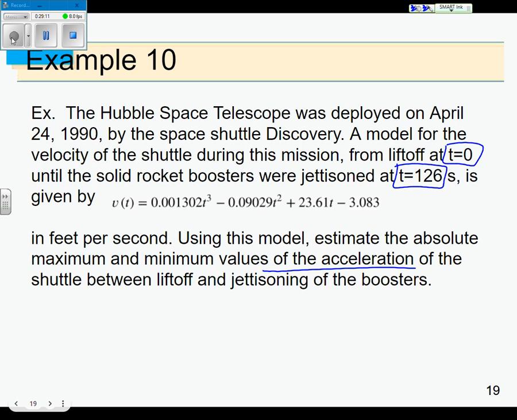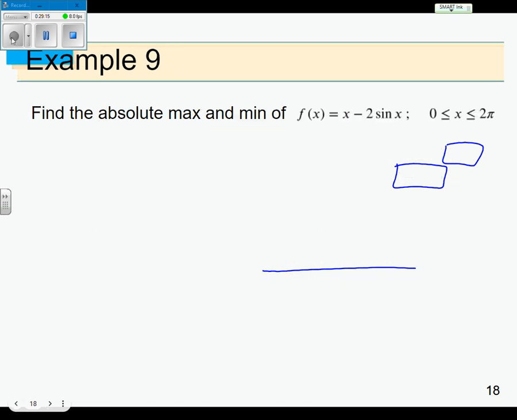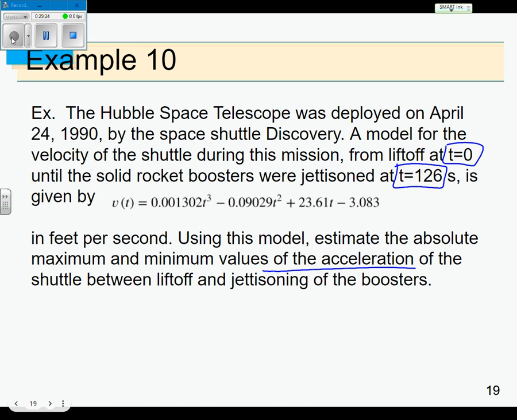Now, I'm looking for maximum and minimum values of the acceleration. Let's go back real quick. I was looking for maximum and minimum values of this function right here. So if I'm looking for maximum and minimum values of acceleration, that means I'm going to need an acceleration formula, which I'm going to get from just taking the derivative of velocity.